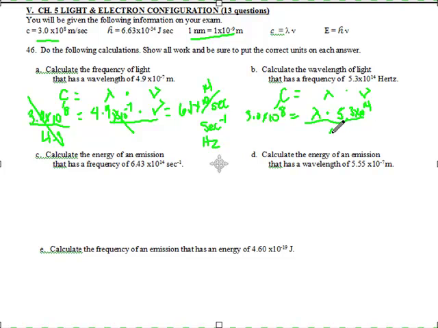Get lambda alone, divide by 5.3 times 10 to the 14th. Do the same thing over here. Divide by 5.3 times 10 to the 14th. And then you end up with wavelength equals 5.7 times 10 to the negative 7th. It should be small. You're talking about the size, the distance between one wave and the next. It's going to be a very, very small number. Remember, exponents that are negative end up between 0 and 1.